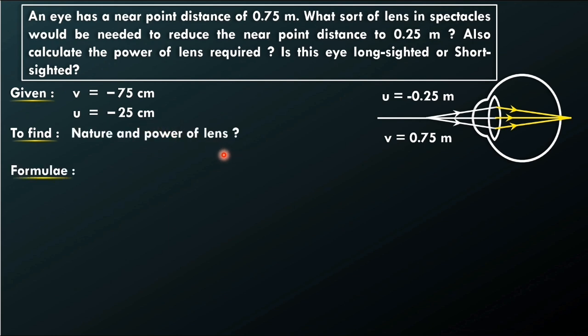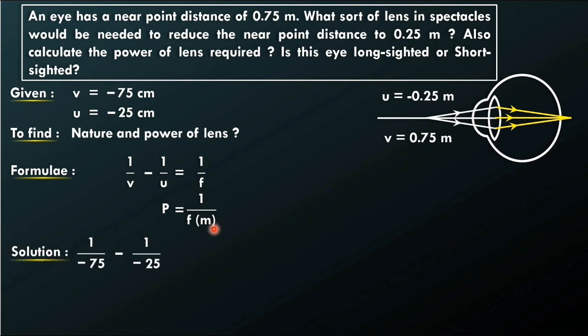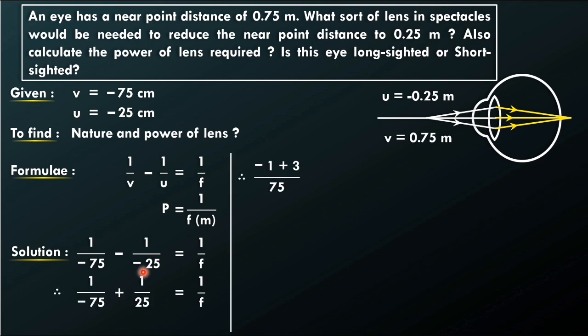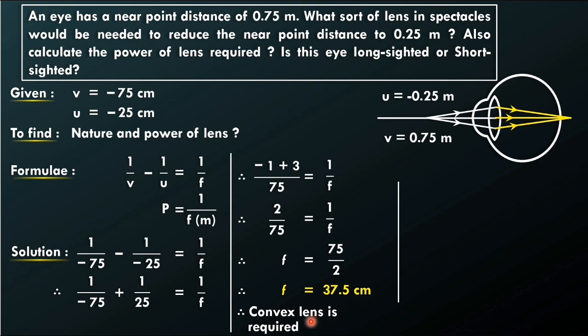So to determine the type of lens needed and the power required, we can use the lens formula and the concept of power of a lens. Right? I hope you can do it by yourself now. It is solution to swa. So 1/v minus 1/u equal to 1/f. So v value to dia ase -75 cm aru u value to hoise -25. So after doing the calculation, we got focal length f equal to 75/2, which is equal to 37.5 cm. So jihetu focal length to positive, therefore convex lens is required.